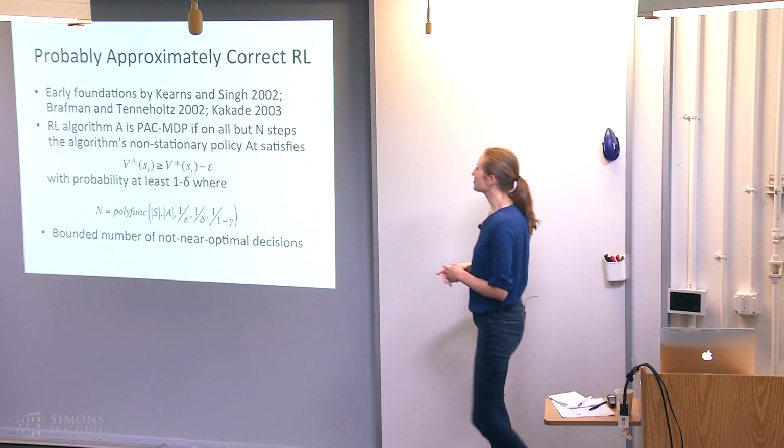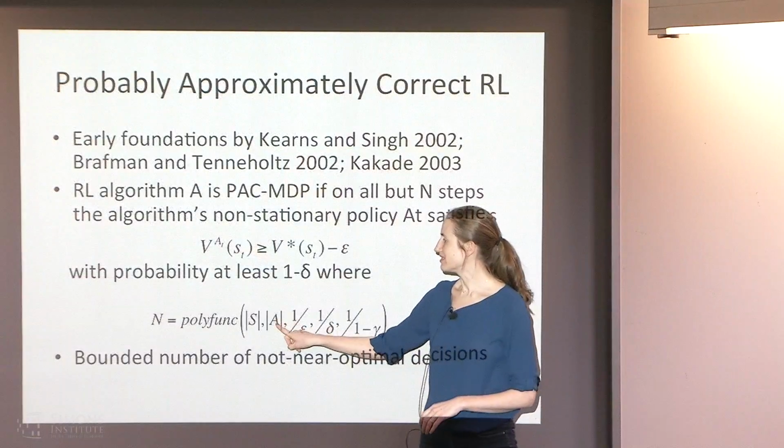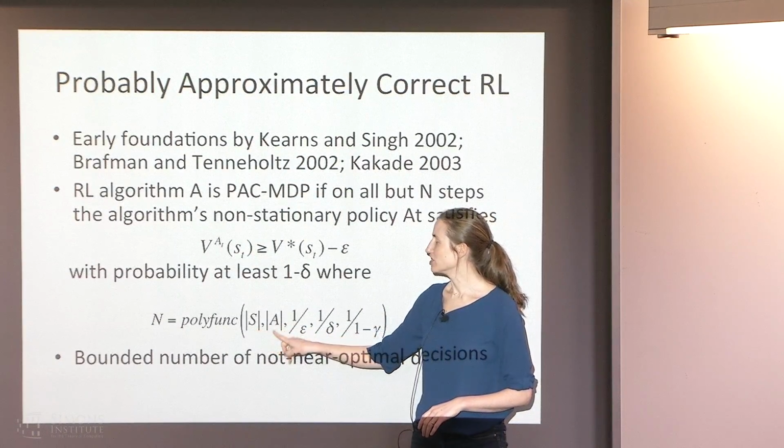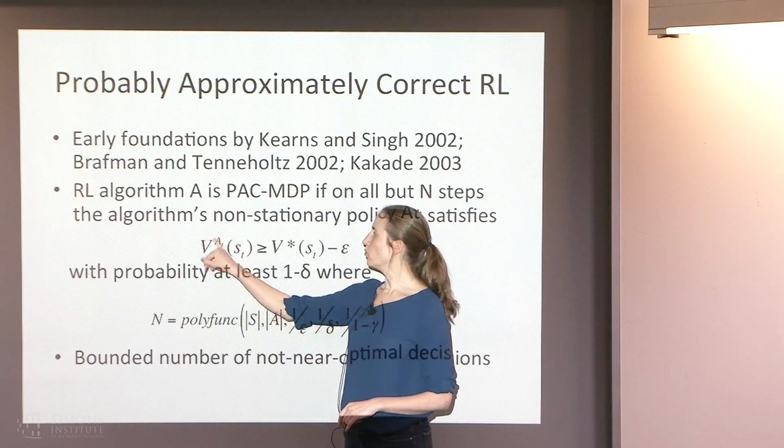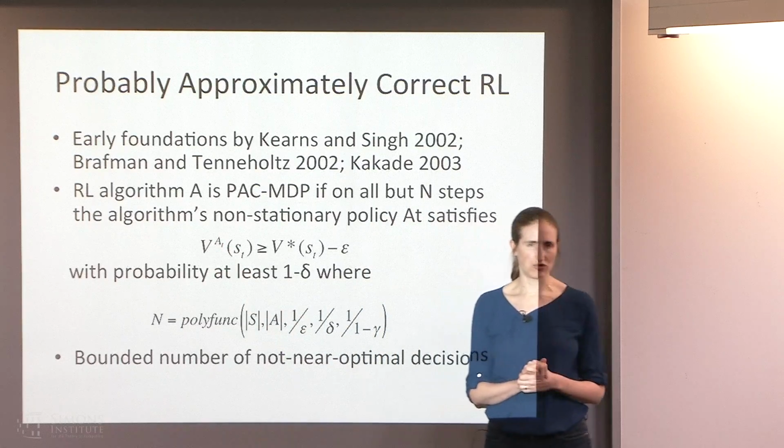Yes, sorry, I should have clarified. So A here is the size of the action space. This is the size of the state space, this is the size of the action space. A_t is what the policy is for the current algorithm at that time point.